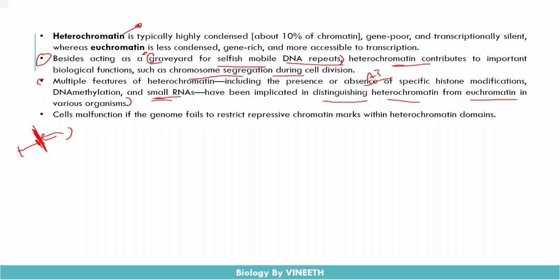So if this kind of restriction of spreading, or these restrictive marks, are not present inside the nucleus, the cell will undergo abnormalities. The cell will show abnormalities, or malfunction inside the body. So this is the major difference between heterochromatin and euchromatin.